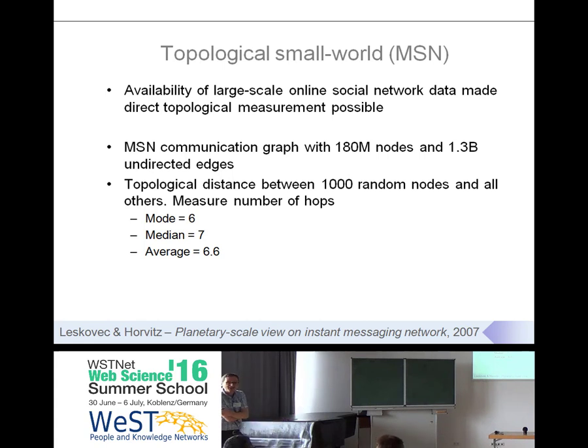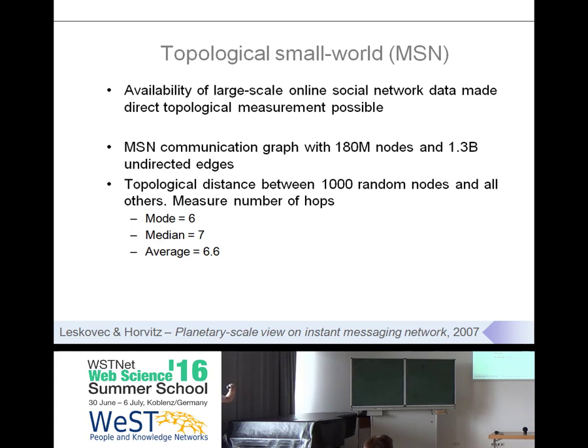They have a data set of 180 million users. Imagine the difference between a study of 300 people in the US population and a data set of 180 million people spanning the entire world. And that's what they did here. 180 million nodes, 1.3 billion undirected edges. And they calculated the topological distance between 100 random nodes and all others because of the computational complexity. It's not actually that easy to calculate all shortest paths of a graph with 180 million nodes.